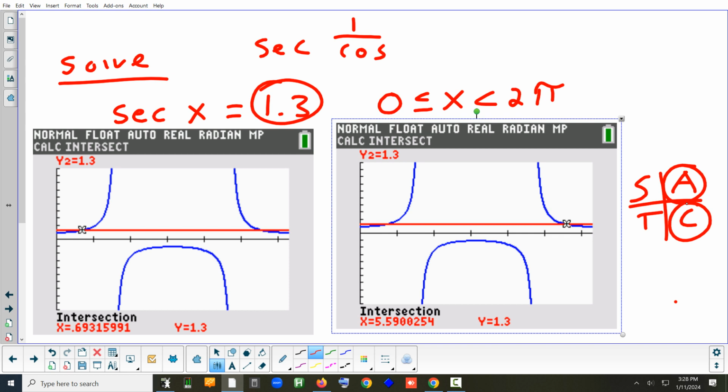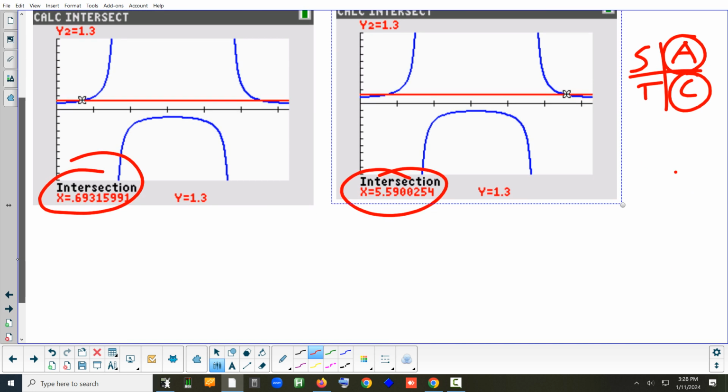If this was a tangent problem, like if it said tangent x equals 1.3, you would have taken the first answer and added 3.14. You would have added pi. So you don't always subtract it from the window. Okay, so those are two answers between 0 and 2 pi.